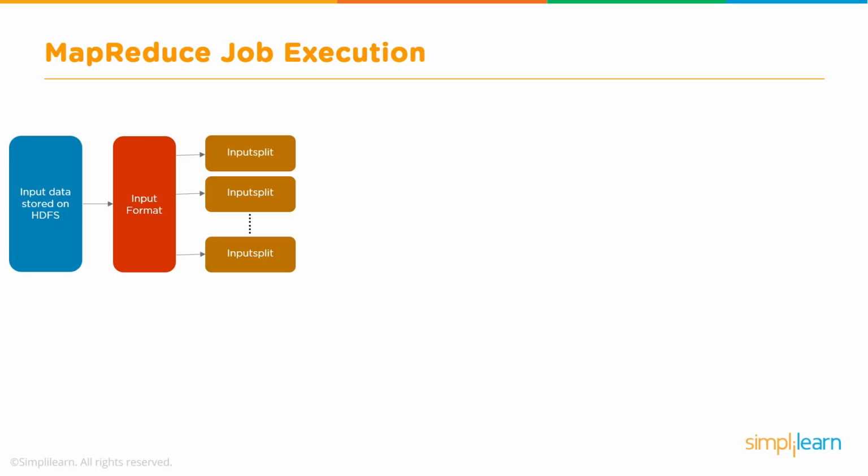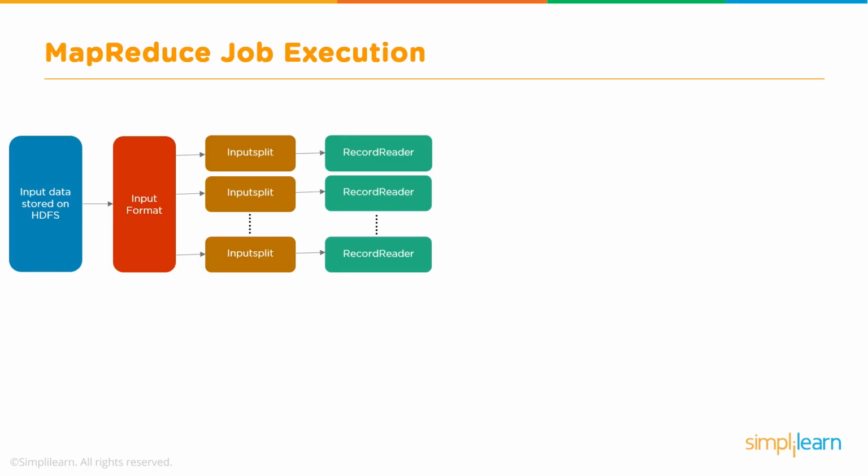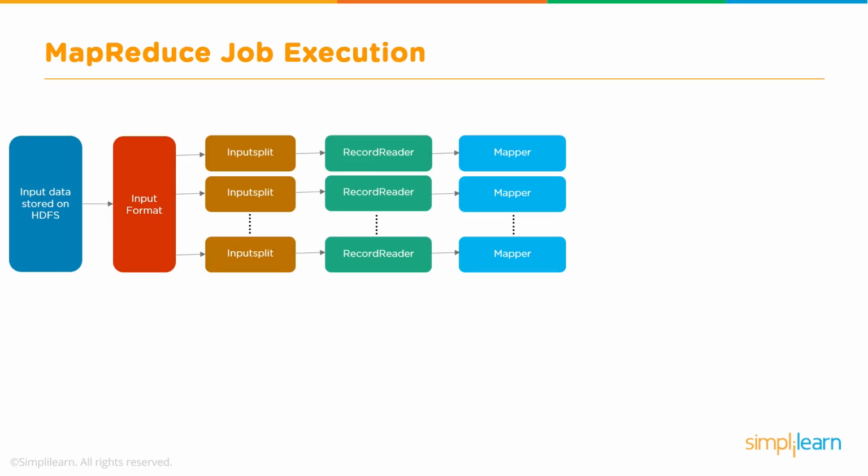if the file is broken down into blocks, then you would have multiple splits, and the number of splits would be equal to the number of blocks. Now, these are the input splits which need to be worked upon. So you would internally have a record reader which reads the data from these input splits, and it basically forwards this information to the mapper function.